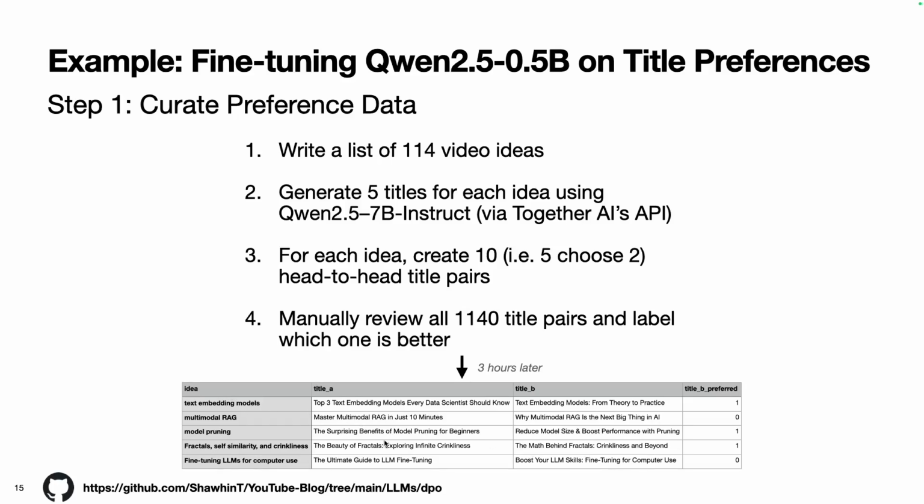So I have the idea, I have title A, title B, and then I have this column which indicates which one is preferred. So 1 means that title B is preferred and 0 means title A is preferred.